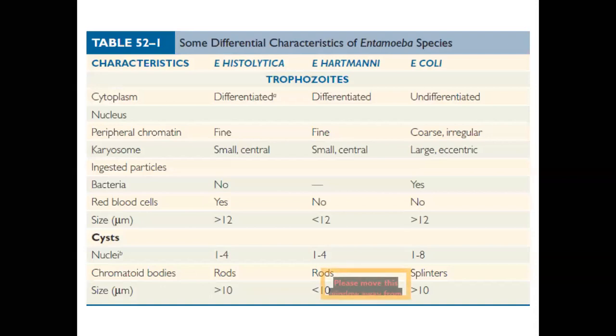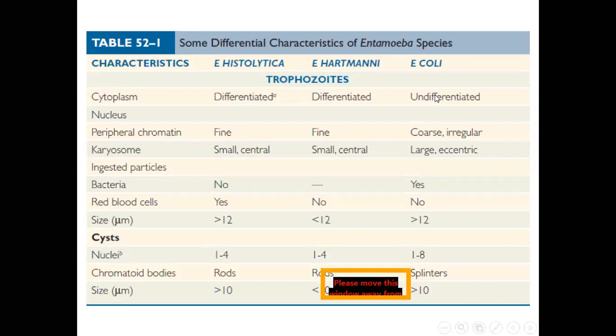How do we differentiate between the characteristics of different species of Entamoeba? These are the characteristics of Entamoeba histolytica, Entamoeba hartmanni, and Entamoeba coli. The most important differentiation is between E. coli and Entamoeba histolytica. Here E. coli means Entamoeba coli, not Escherichia coli. Cytoplasm has ectoplasm and endoplasm.